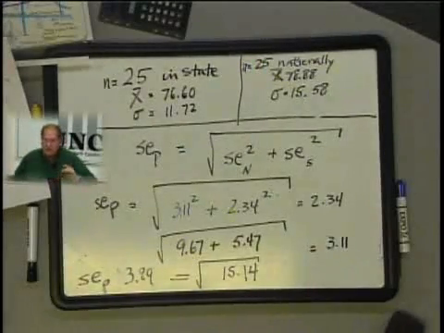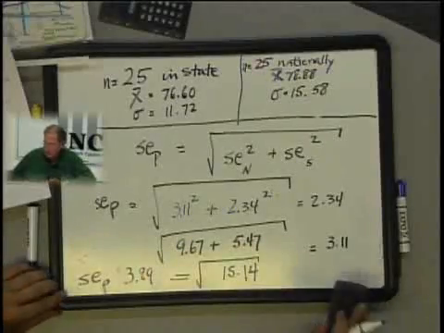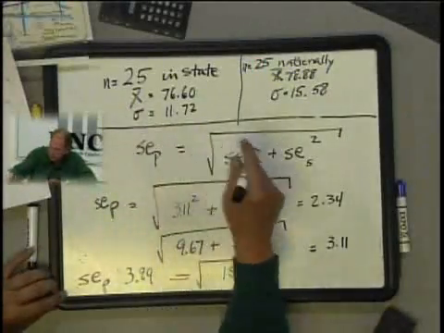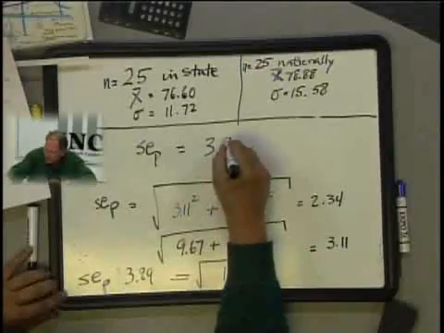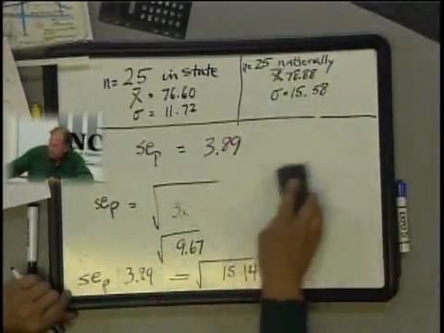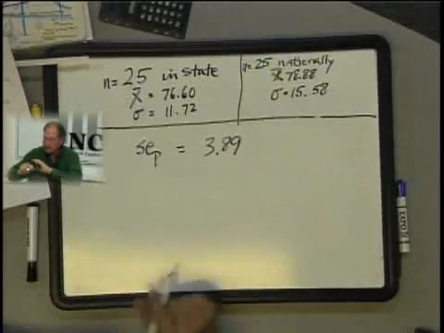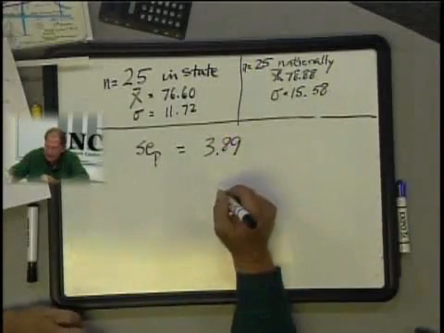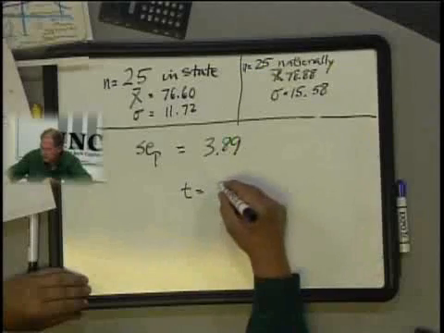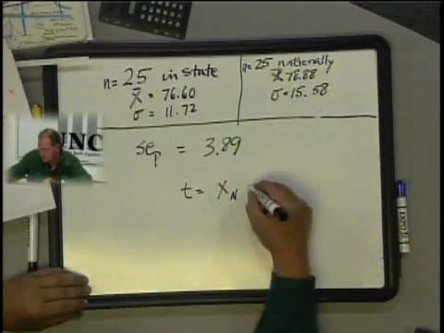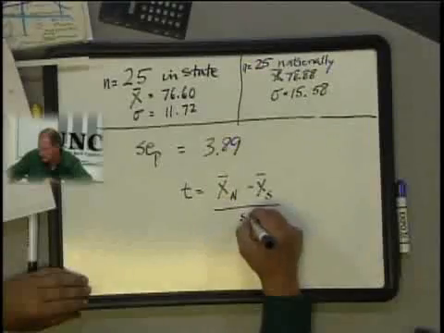Okay. Have we solved the problem? No, because we've got a major component done. The most difficult part is done. We know the standard error pooled now is 3.89. And we've got everything now we need to do this problem. What is the formula that I gave you? T is equal to the mean of, let's say, the national minus the mean of the state divided by the standard error pooled, right? Yes.